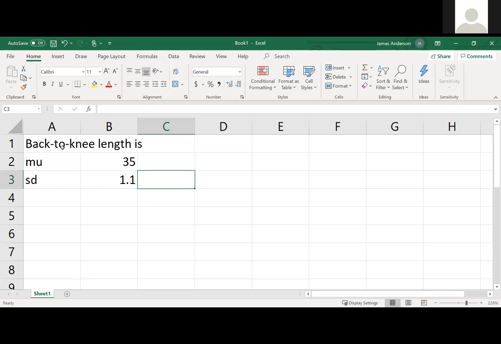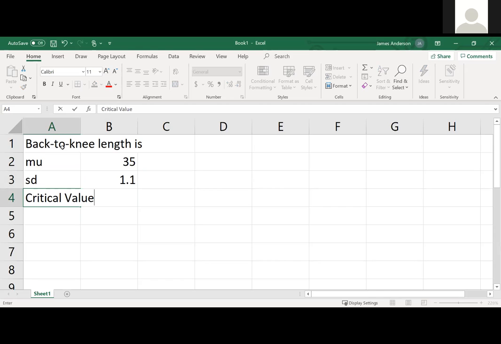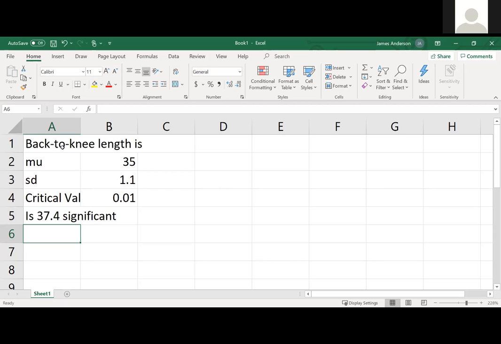So these data are often used to design different seats, including aircraft seats, train seats, yada, yada, yada. Instead of using 0.05 for significant values, they want you to use 0.01. So you need to find the critical value. Is 0.01. So less than or equal to 0.01. Find the back to knee lengths separating the significant values from those that are not significant. And they want you to know if, let's say, 37.4 is significant. That's what we're looking at, right?